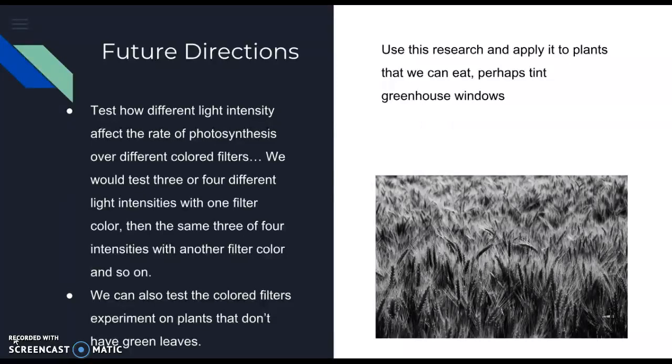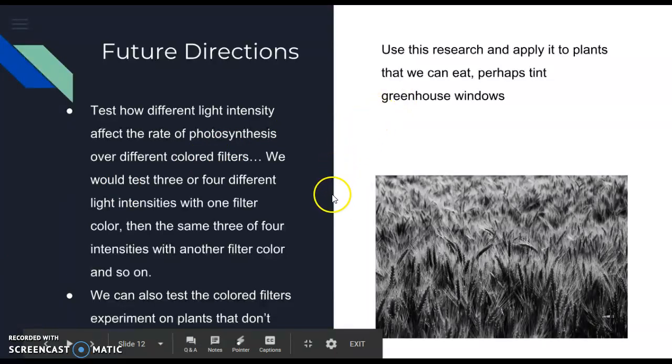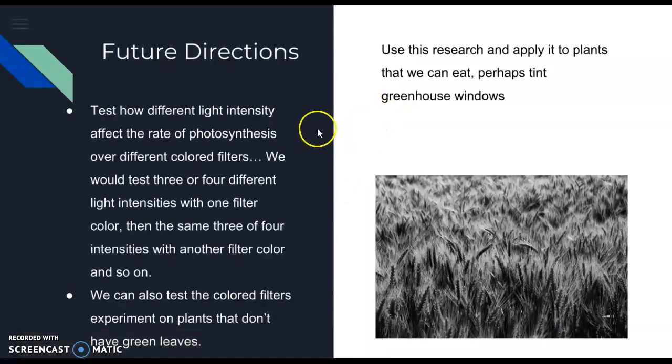We also can test non-green plants instead of using the spinach leaves, which are green, and see how their absorption rate is affected by the colored filters. And so we think this experiment was important because we might be able to apply these results or our future results to use them in greenhouse windows. For example, we might be able to use specific colors in the windows in order to increase the photosynthesis and the growth rate of the crops we eat.